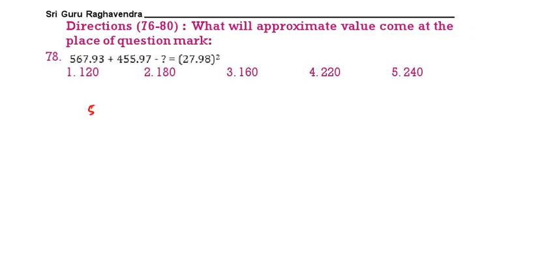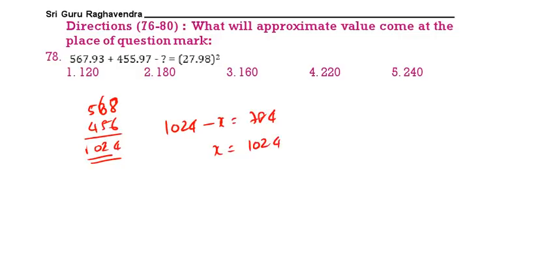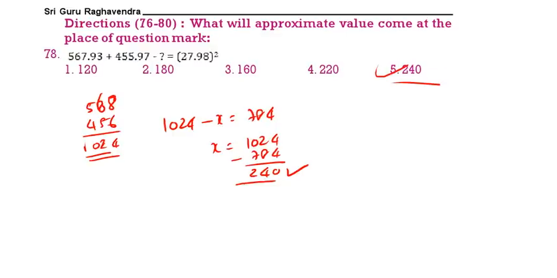568 plus 456. We are going to get 1024. So 1024 minus x is equal to 784. X value 1024 minus 784, that is 240. 5 is the correct answer. Next question, 79.